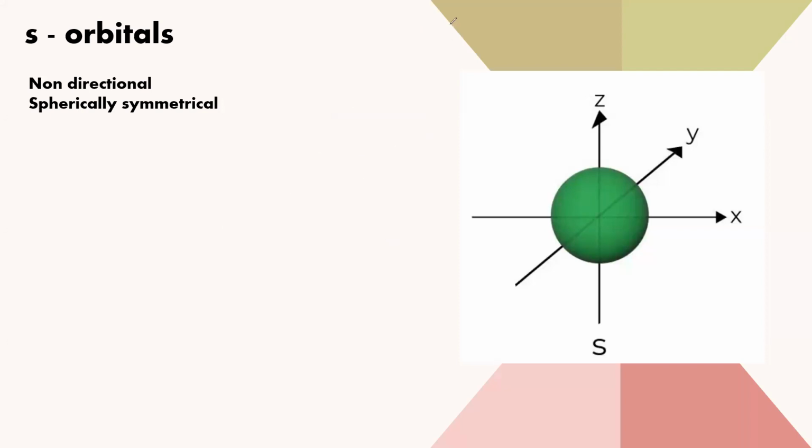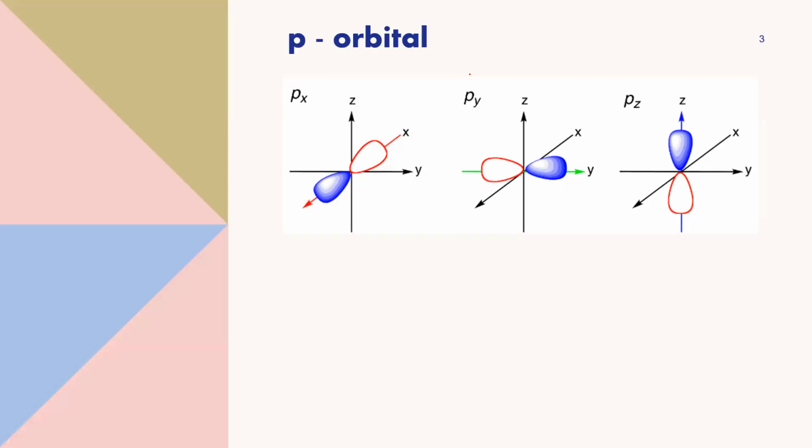The next orbital we have is the p orbital. Depending on the orientation, they are designated. There are three types: px, py, and pz. This one is symmetrical about the x-axis. This is my x-axis, so it is drawn along the x-axis. So this is symmetrical about the x-axis.